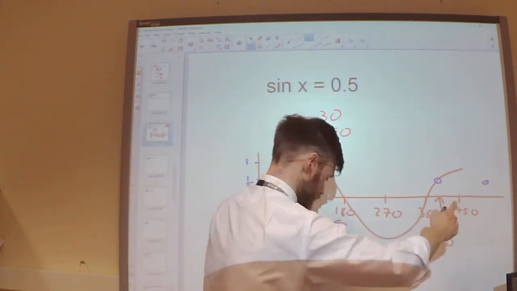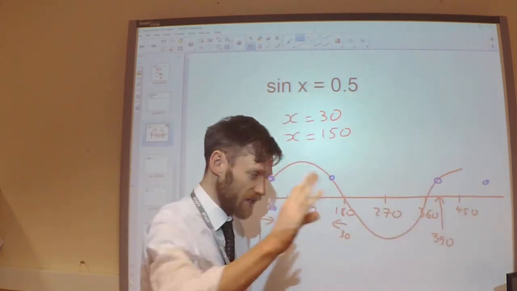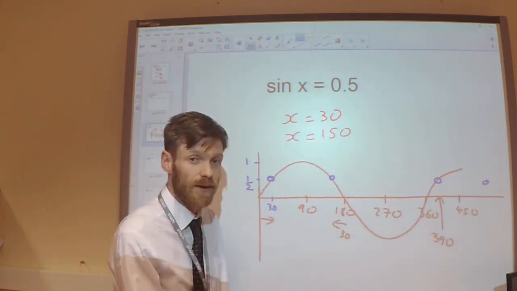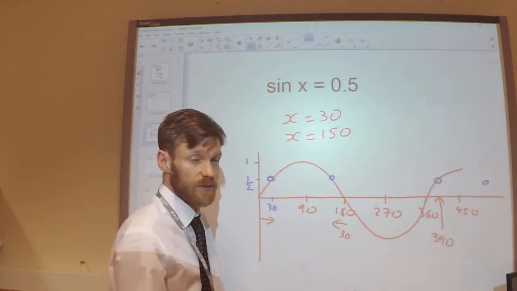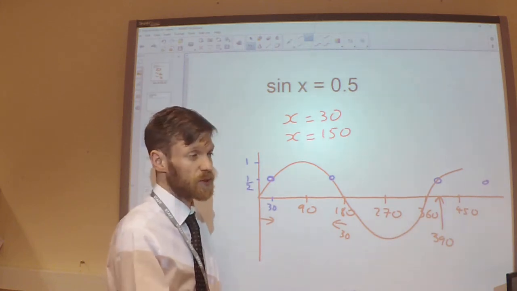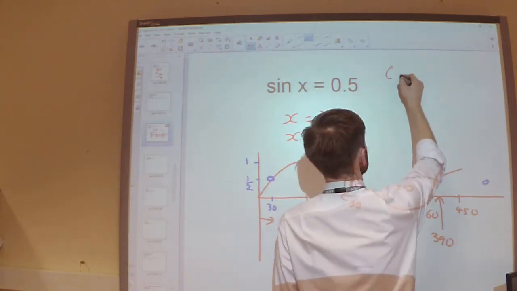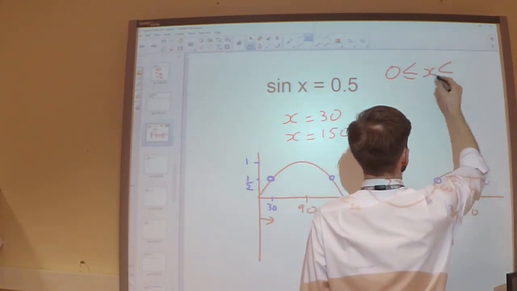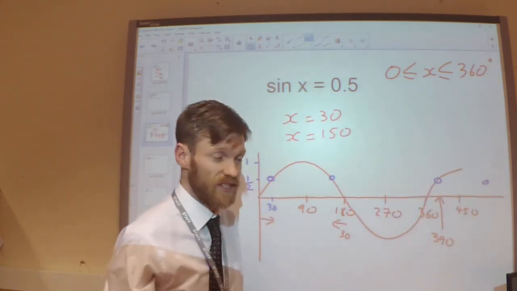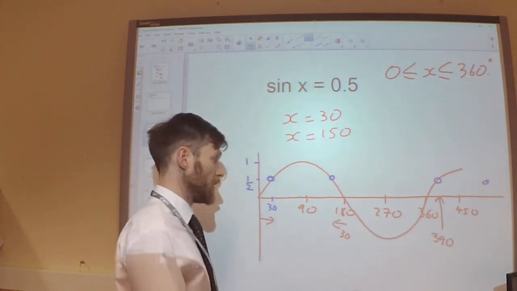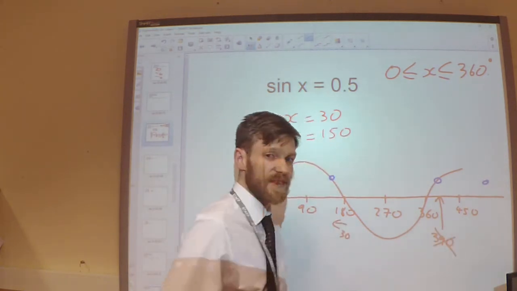And I could keep going. But there has to be a limit. There has to be somewhere where I'm going to stop, because otherwise I'm going to go on forever. There's going to be an infinite number of solutions to this equation. So usually you'll be told to find the solutions just in a set range, just between two values. So a question might say, solve this between the values of 0 and 360. That's probably your most common range, because it's one cycle. And in which case, these would be my two solutions, and I wouldn't include anything above that.